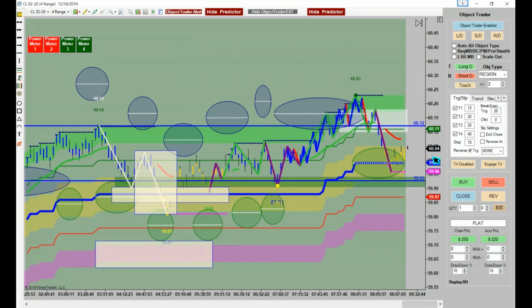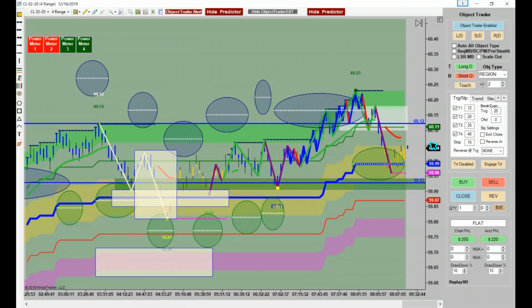Does anybody remember this trade? We actually nailed this trade in the room this morning. I'm almost positive we did. Anybody remember that at about 8 o'clock? Wasn't too shabby.